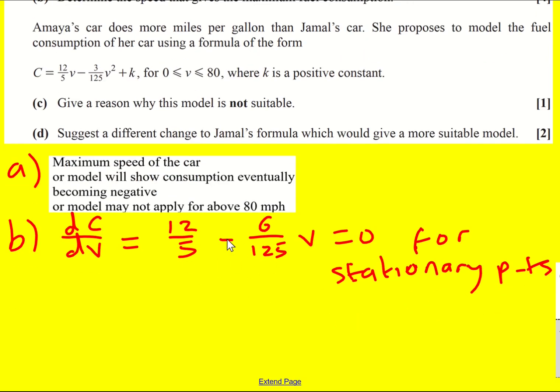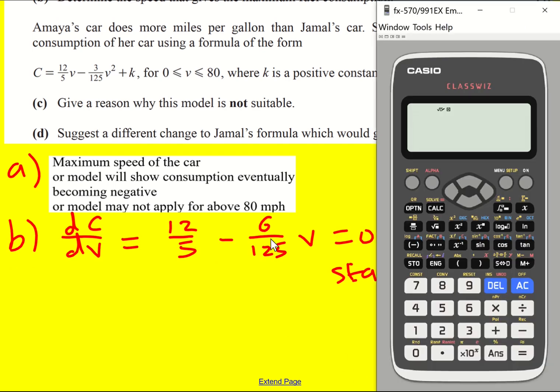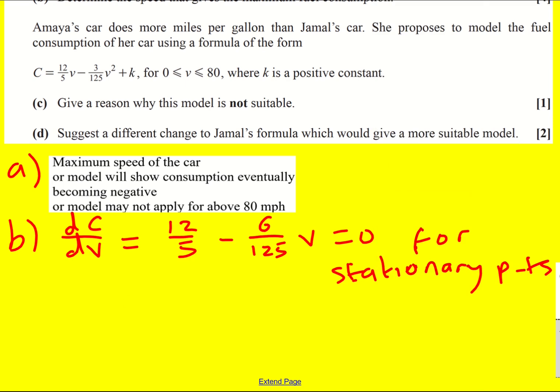Now I can solve this with a calculator. Actually, what I'm going to do is times through by 125 just to make it a bit nicer. So when I times through by 125, it will disappear from here. Now I'll end up just timesing the top by 25. 12 times 25, which is 300. So you get 300 minus 6V equals 0. Of course, you might have done it by adding this and then dividing by that fraction. That's fine as well. So 6V equals 300. V is going to equal 50.